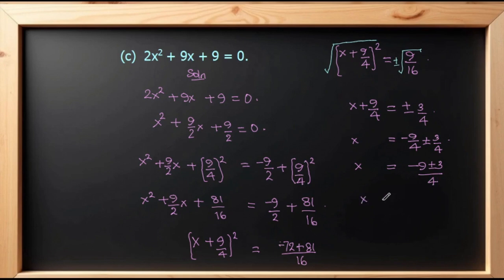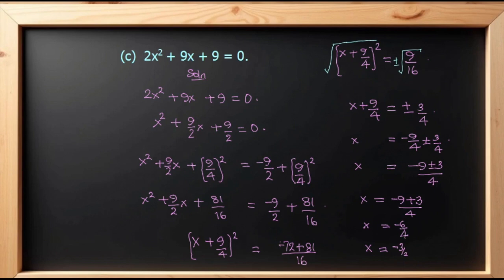So either x is given by negative 9, and we consider the upper sign, that is positive, plus 3 over 4. When we simplify this one, we will have negative 9 and positive 3. That one yields negative 6. So negative 6 over 4. And if you reduce this down, you can write it as a decimal, or you can just leave it as a fraction. So this is negative, in terms of fraction, when you reduce by 2, we have here 3 over 2.